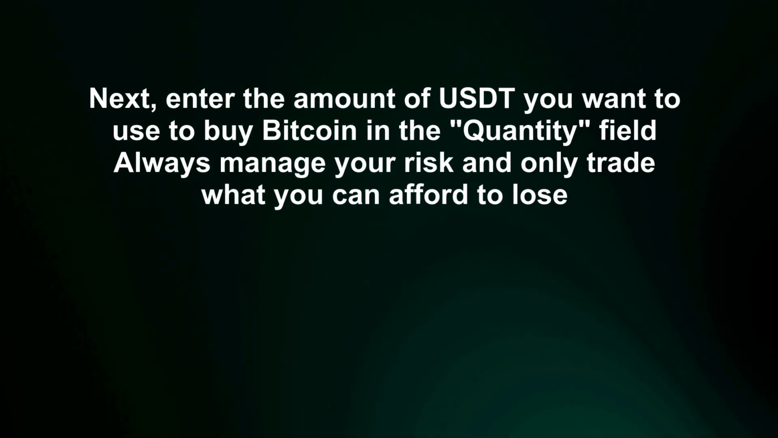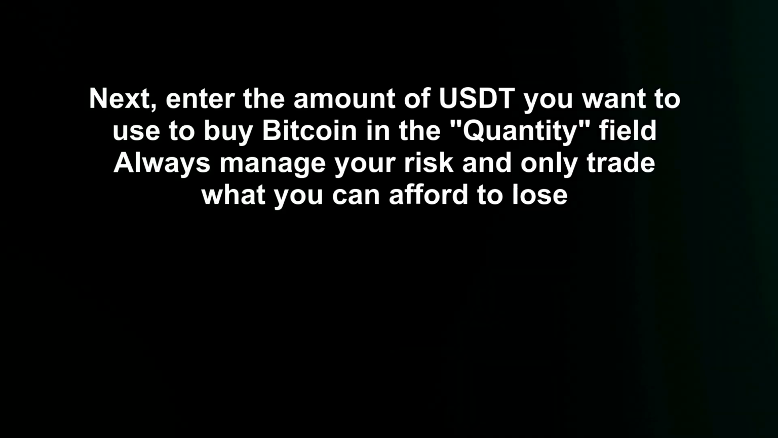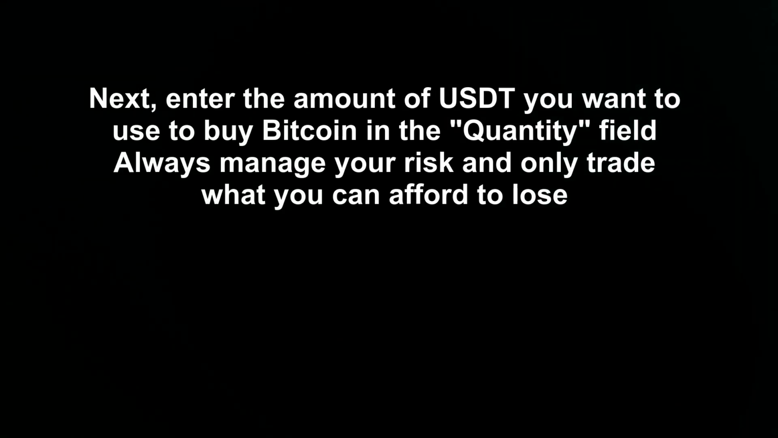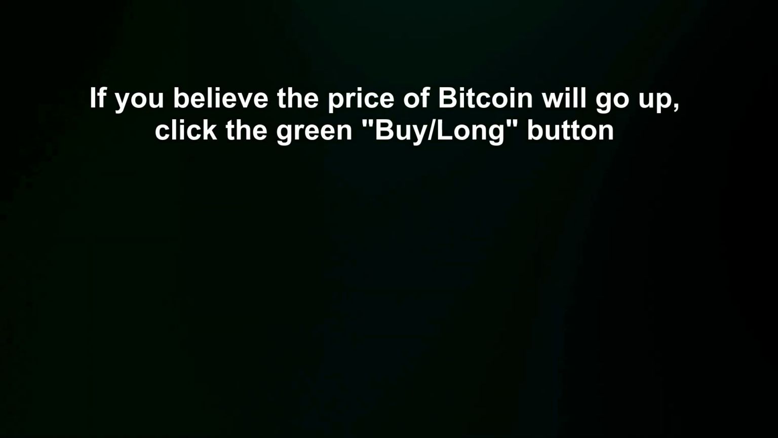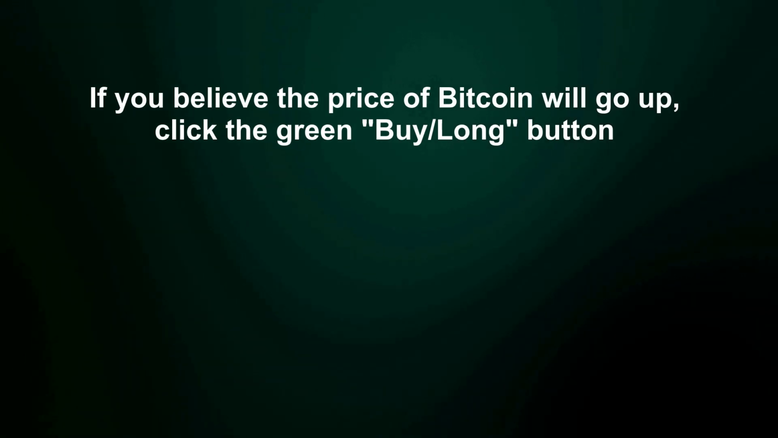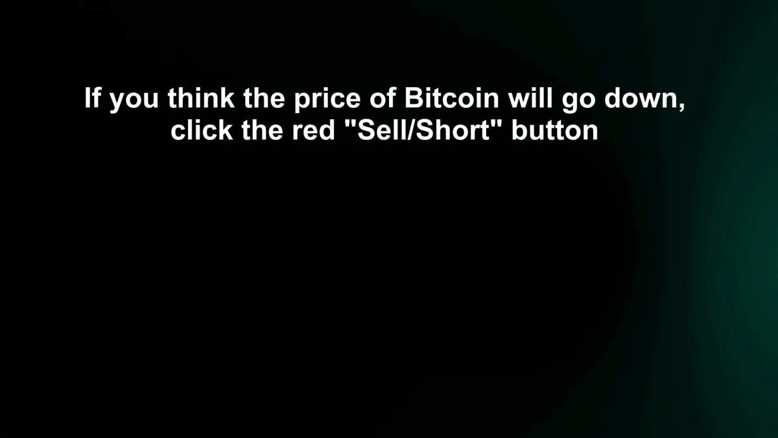Next, enter the amount of USDT you want to use to buy Bitcoin in the quantity field. Always manage your risk and only trade what you can afford to lose. If you believe the price of Bitcoin will go up, click the green buy long button. If you think the price of Bitcoin will go down, click the red sell short button.